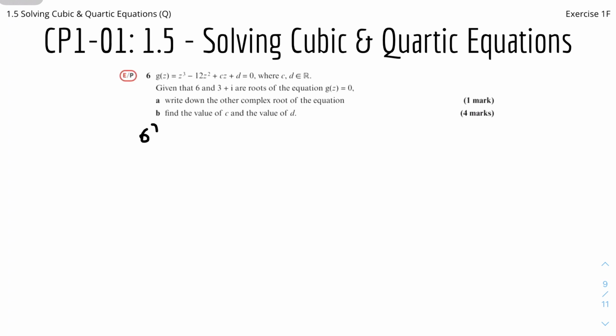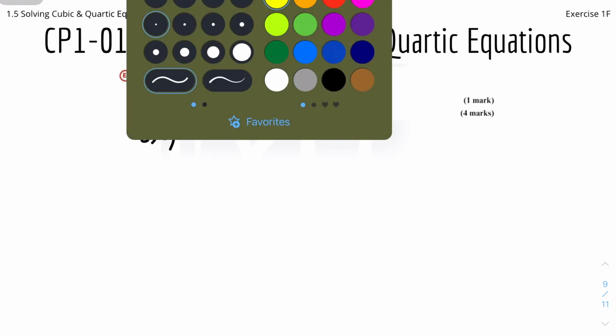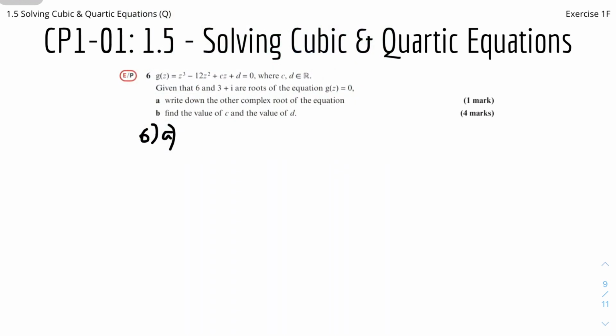So we know that all complex roots come in complex conjugates, right? And we're already given one complex root here. That means the other complex root must be the conjugate of 3 plus i, which is 3 minus i, like so.